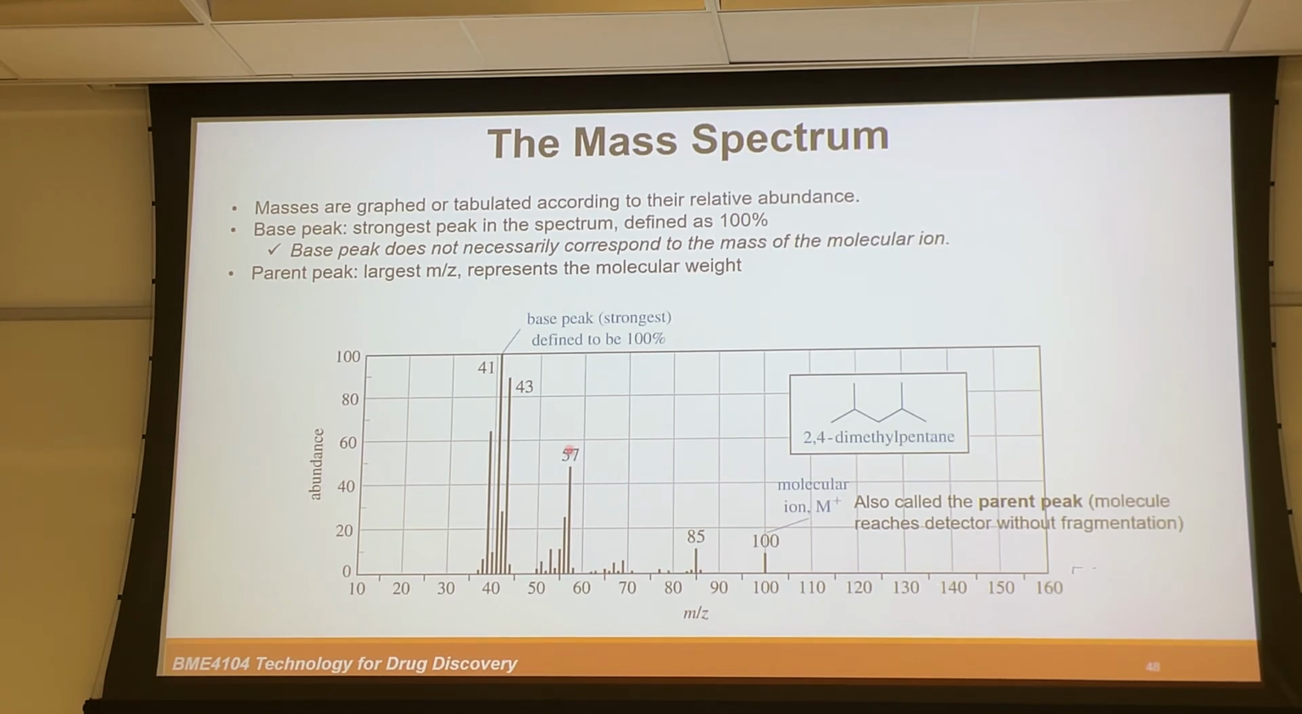what a mass spec will look like. There are some terms that we need to learn, some features of the spectrum that we can get information from.